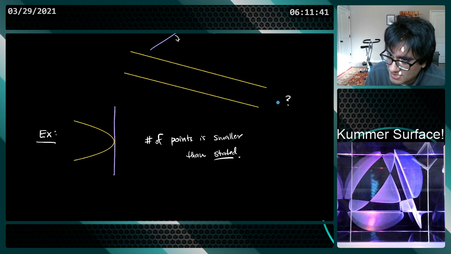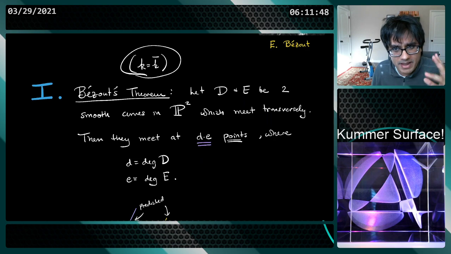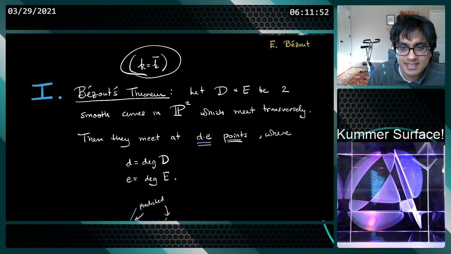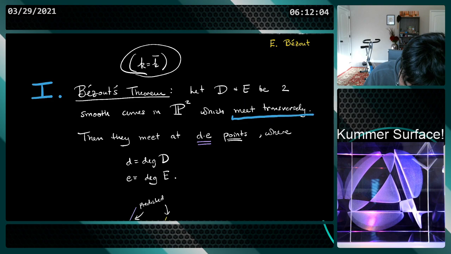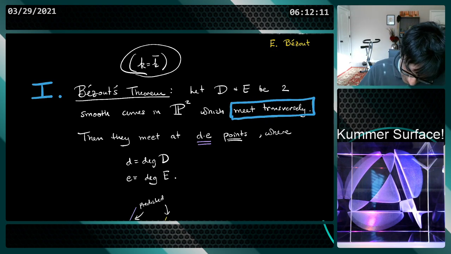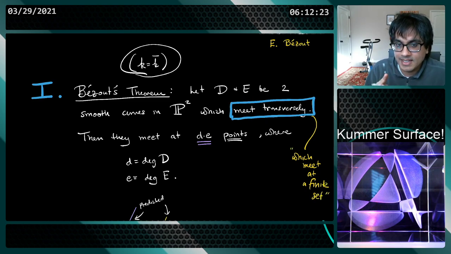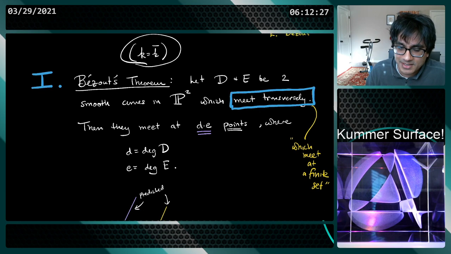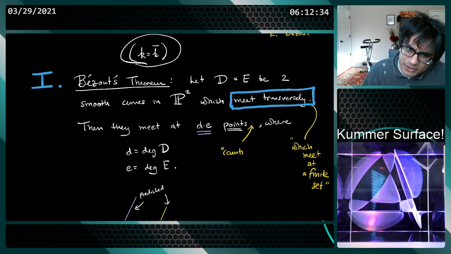And so speaking of generalizations, the next thing that people observed was that you can do a little better. You can relax the transversality clause. You can relax it to just curves which meet at a finite set. But the trade-off is that you have to add a curious clause here: counted with multiplicities.